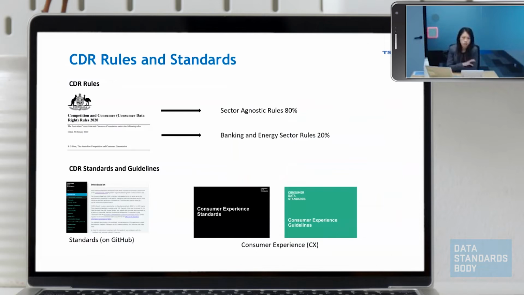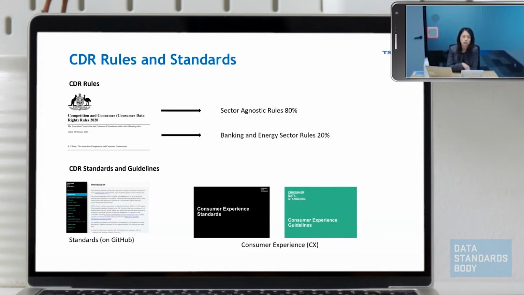So the legislation sits there as the backbone and the framework for the regime, but then the rules and the standards operate together to have the detail of how the regime actually functions and operates and how it regulates the players as well. So as I mentioned before, we've got these sector agnostic rules or the universal rules, and that makes up about 80% of the rules if you count page numbers. And then as a schedule to those sector agnostic rules, we also have banking and energy sector specific rules.